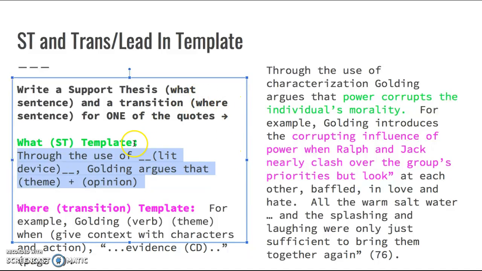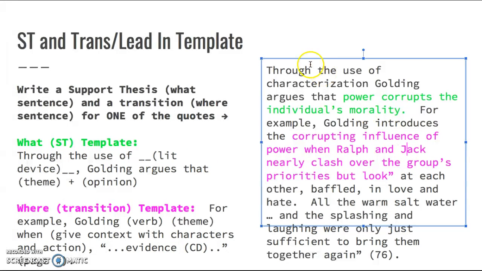Okay, so let's make my ideas about power and savagery fit into my support thesis template. So through the use of, well, what lit device? Well, it's Jack and Ralph, so it has to be characterization. So through the use of characterization, Golding argues. Only use Golding, not William Golding, just Golding in your support thesis. Once you've said his full name, you can refer to him by his last name in subsequent sentences. I'm going to go with the verb argues that, and here's where my ideas for my CD become important.